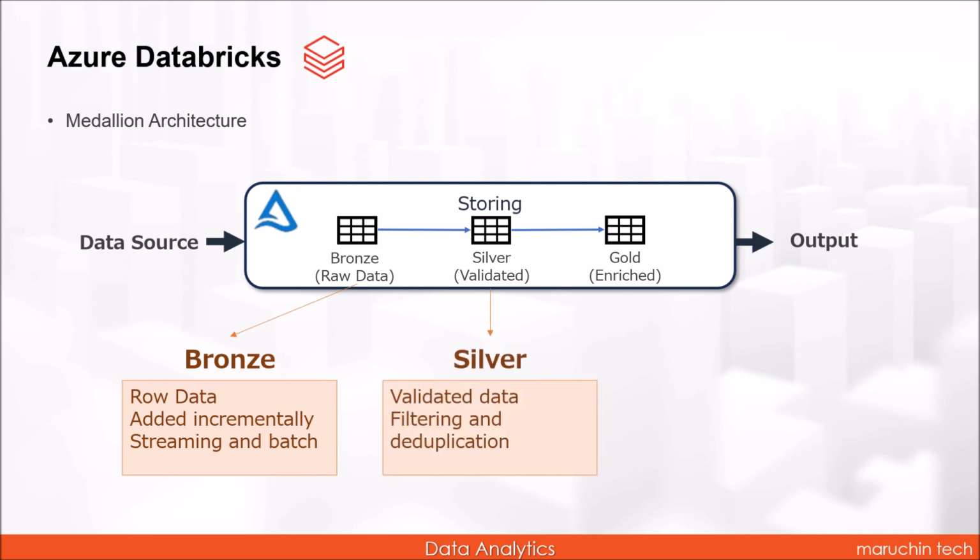The silver tier stores validated data. Data is taken from the bronze tier and validated. For example, it performs simple filtering and deduplication. And the gold tier further processes and aggregates the data for analysis.